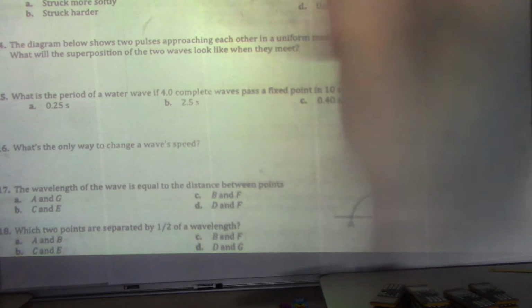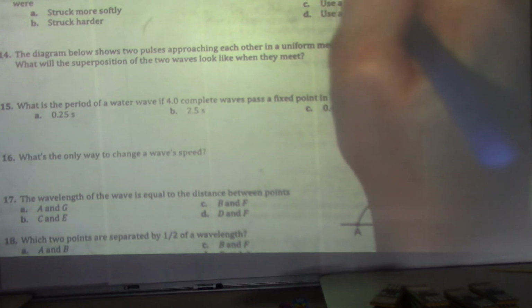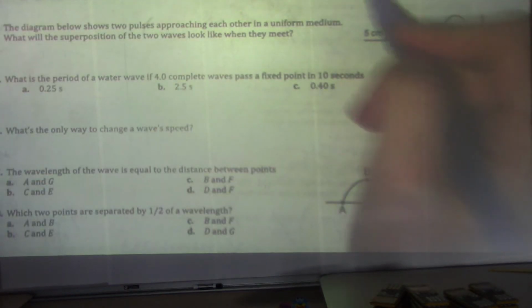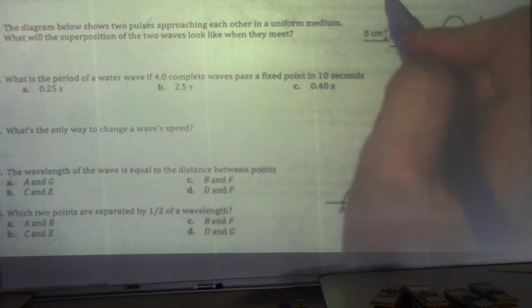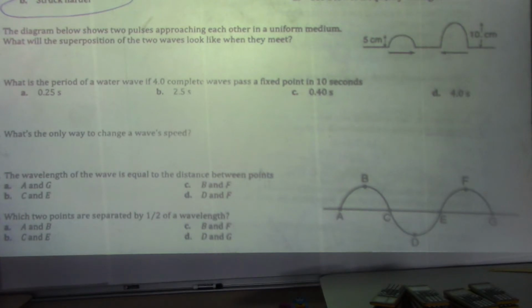Periodic waves struck by a tuning fork. The amplitude would be greater if the tuning fork... So we're talking about a sound wave. A tuning fork is going to send out a sound wave. So a greater amplitude is going to sound louder, because amplitude has to do with volume. Higher frequency would just sound like a higher pitch. This would sound lower pitch. I want it to be louder, so I'm going to strike it harder, to have more displacement from equilibrium.